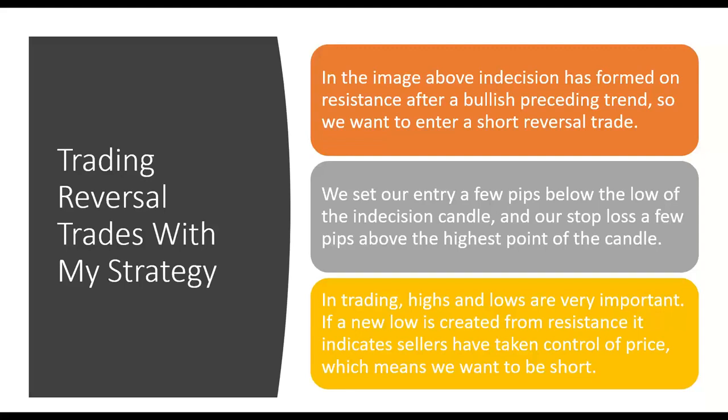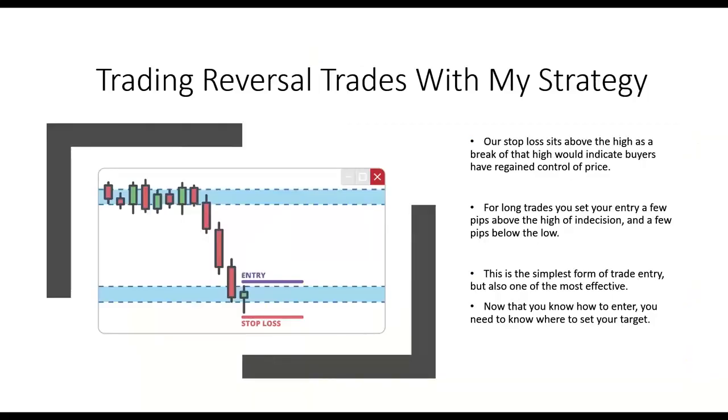In trading, highs and lows are very important. If a new low is created from resistance, it indicates sellers have taken control of price, which means we want to be short. Our stop loss sits above the high, as the break of the high would indicate buyers have gained control of price. For long trades, you set your entry just in the reverse.